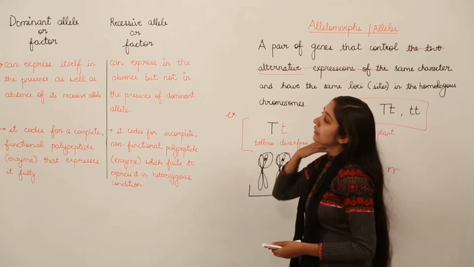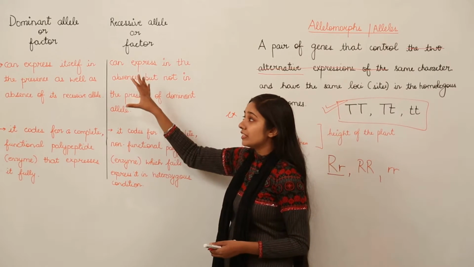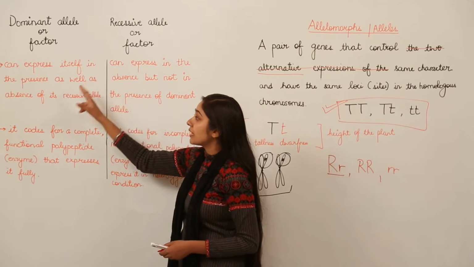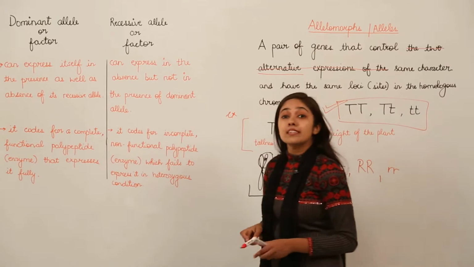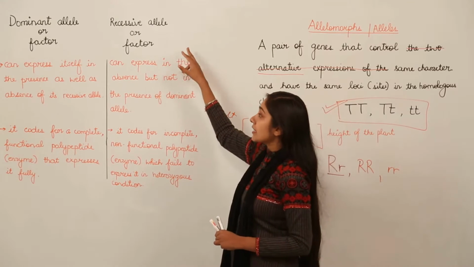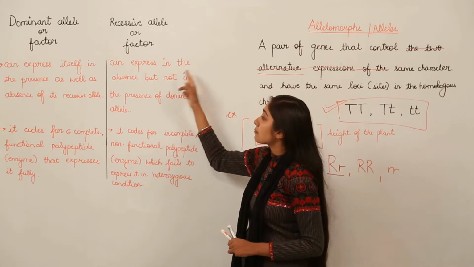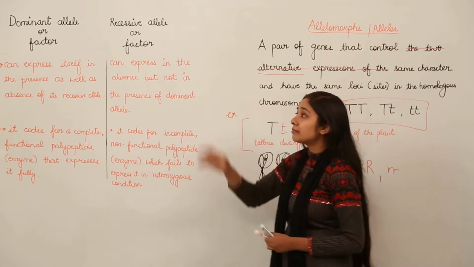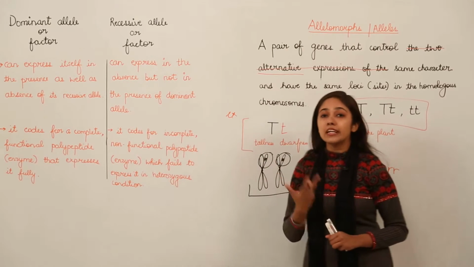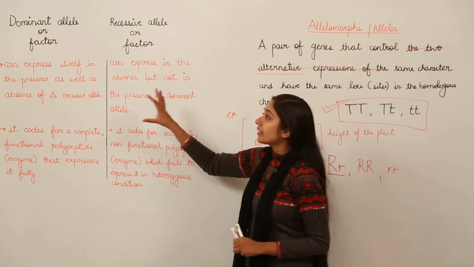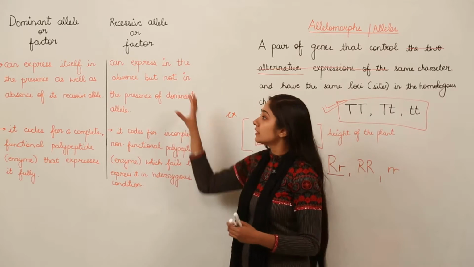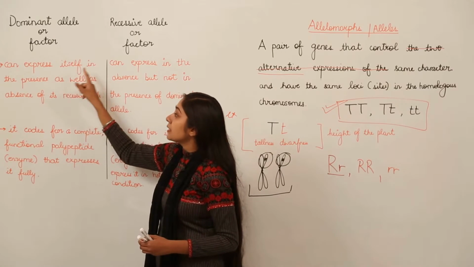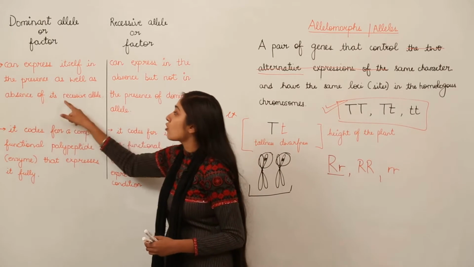So what is going to happen? You can make out from definition. Dominant allele or factor is that which can express itself in the presence as well as absence of recessive allele, and recessive allele or factor is the one which can express in the absence but not in the presence of dominant allele. So what do we mean by the statement? You all have studied the law of dominance, right? So what does that law of dominance convey? This is what is meant by the first point. It can express itself in the presence as well as absence of its recessive allele.